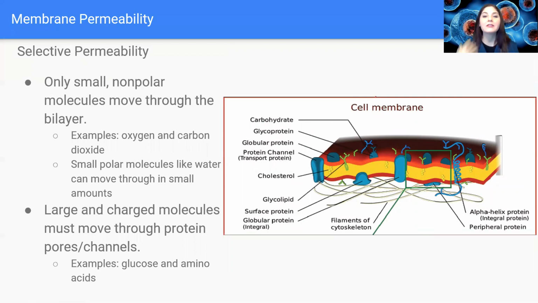So the membrane, because of all of these properties, is selectively permeable, meaning that only small non-polar molecules can move through that bilayer. Some examples are oxygen and carbon dioxide. Now, there are a few exceptions to the rule. We can have small polar molecules like water that move in very, very tiny amounts through that plasma membrane. Our large and charged molecules have to move through the protein pores or channels. Some examples of those would be glucose and amino acids, cells having to take in glucose or amino acids to help build different structures.